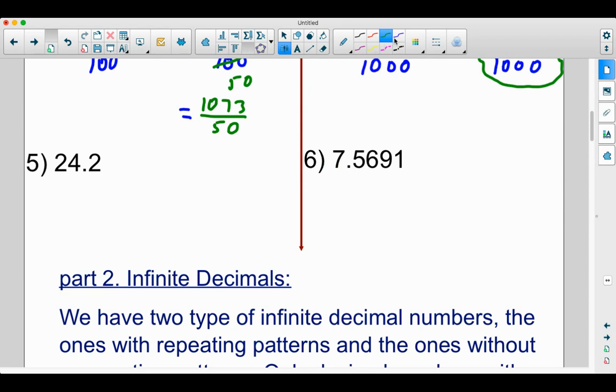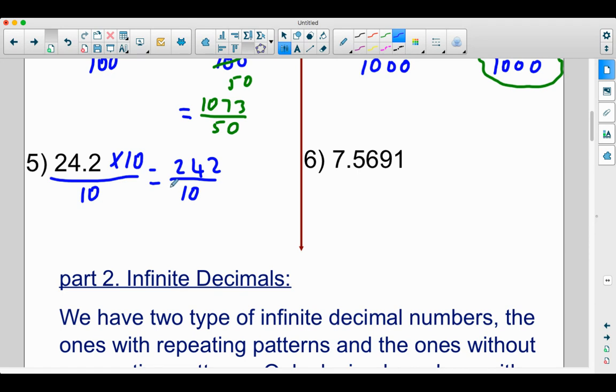Number 5. Okay, we have 1 digit, 1 number after the decimal point, so we are going to multiply by 10 and divide by 10. So that will give us 242 divided by 10.